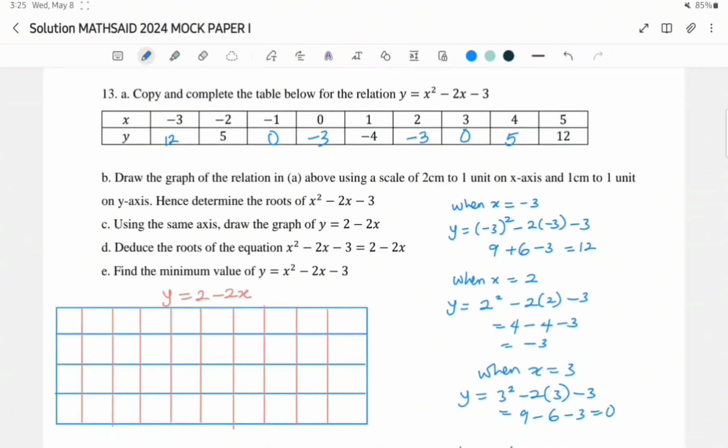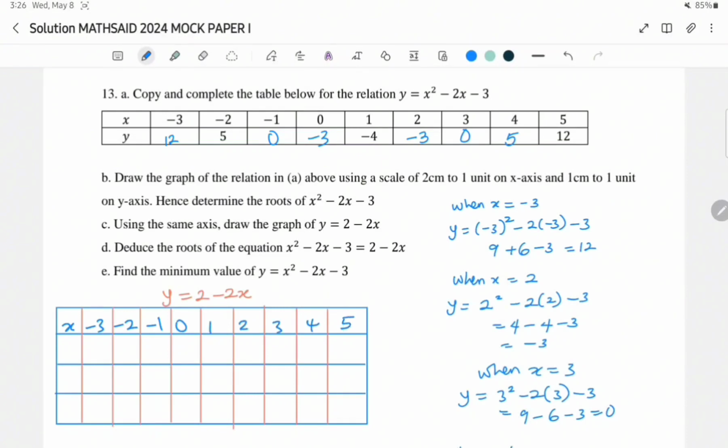Before we draw the quadratic graph in question 1b, let us solve question 1c. We are also asked to draw a linear graph of y equals 2 minus 2x. Before we can draw the graph, we need to know the values of y for the equation 2 minus 2x. It is important that you do this before you draw your graph, because that will aid you to know how to calibrate your graph. Now, x is minus 3, minus 2, minus 1, 0, 1, 2, 3, 4, 5.